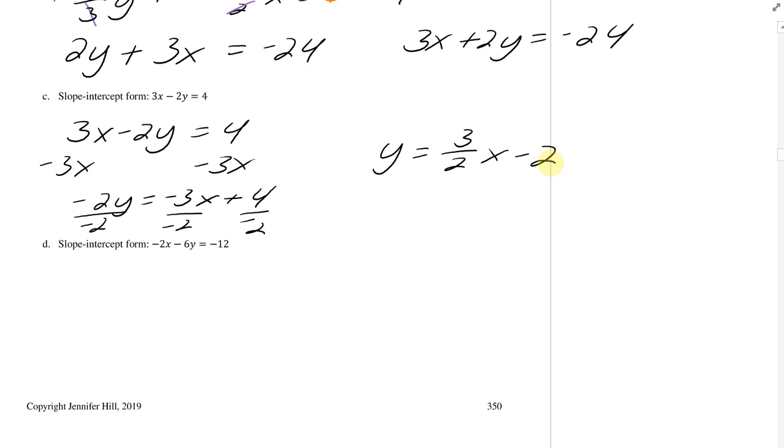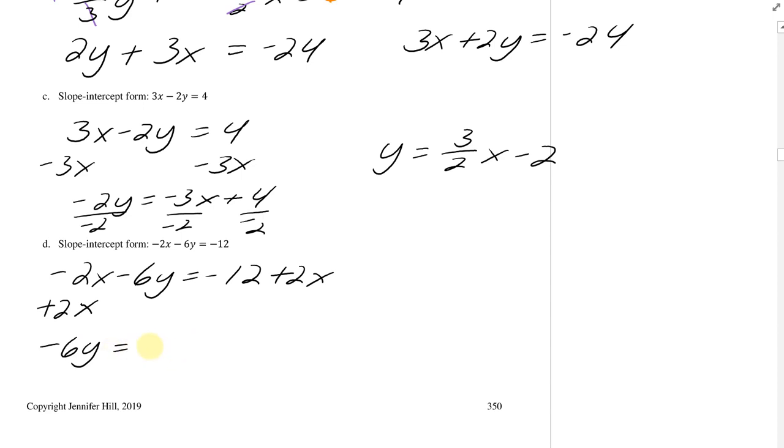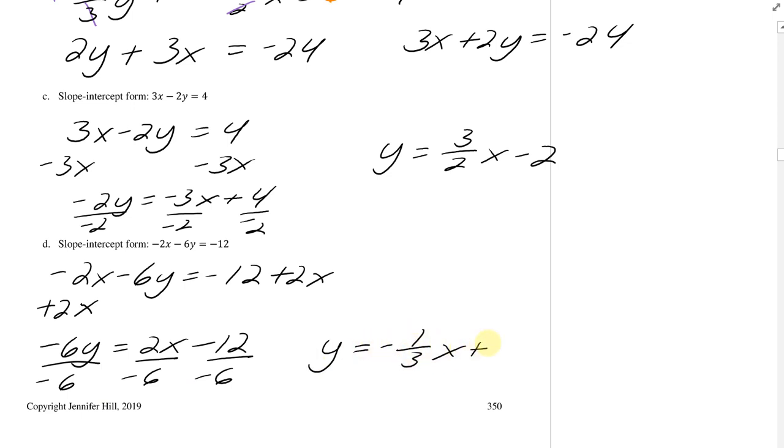Okay, so now let's take a look at the other one. I've got negative 2x minus 6y equals negative 12. So I'm going to work to get the y by itself. So I'll add the 2x to each side. So I get negative 6y equals, we'll say this is 2x minus 12. And now I'll divide each part by negative 6. So just be careful with your signs here. This is y equals negative 1/3 x plus 2.